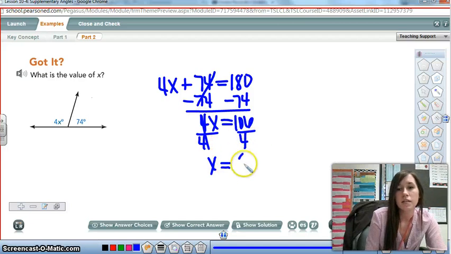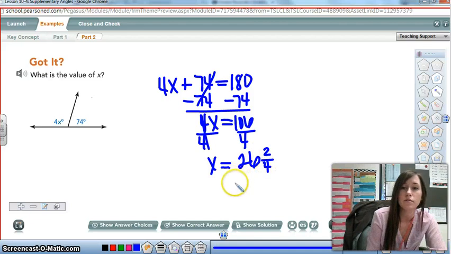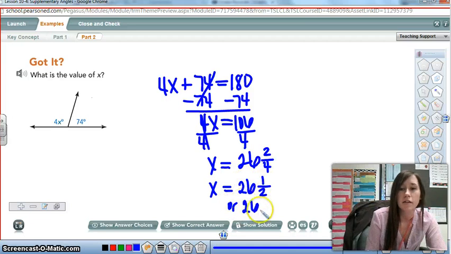Four goes into 10 2 times. Let's see, that leaves 26. 4 goes into 26 6 times with 2 left over out of 4. So we could say 26 and 1/2 or even 26.5.